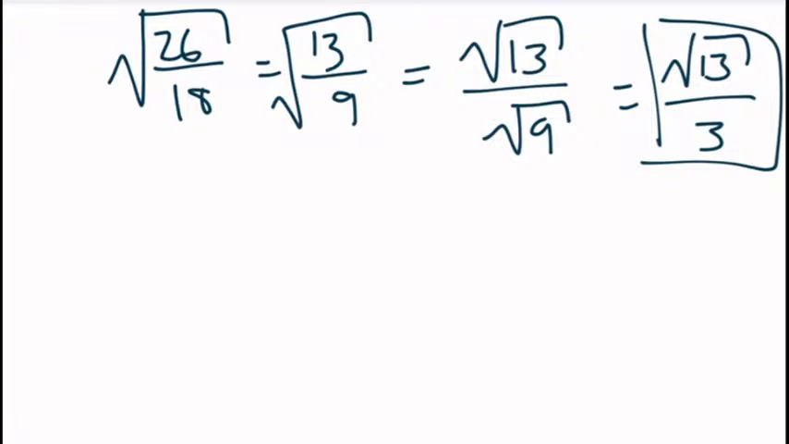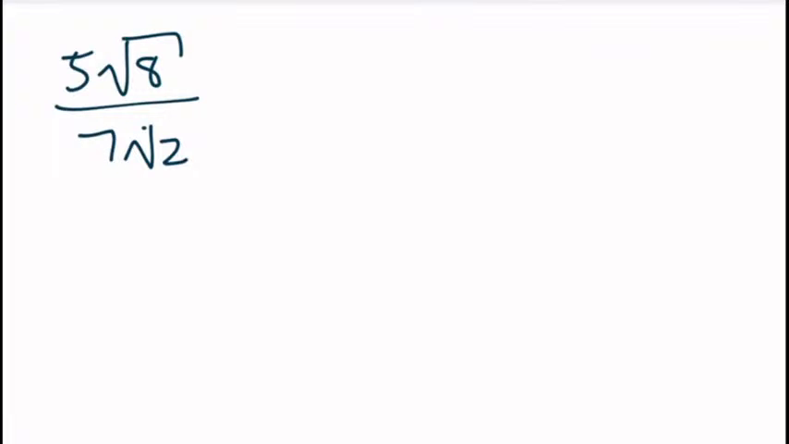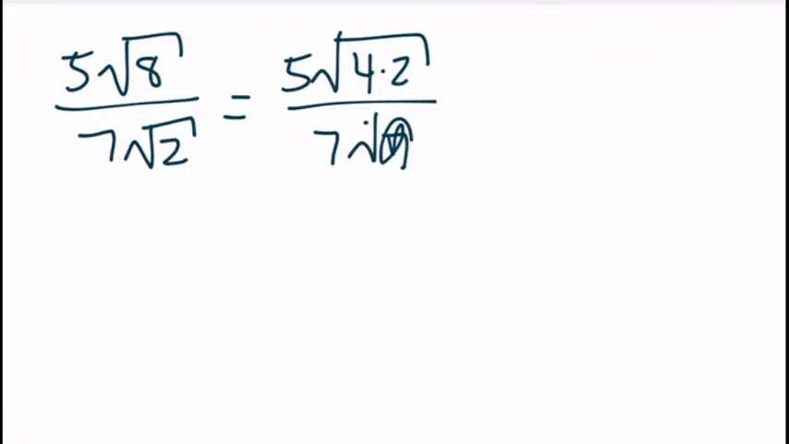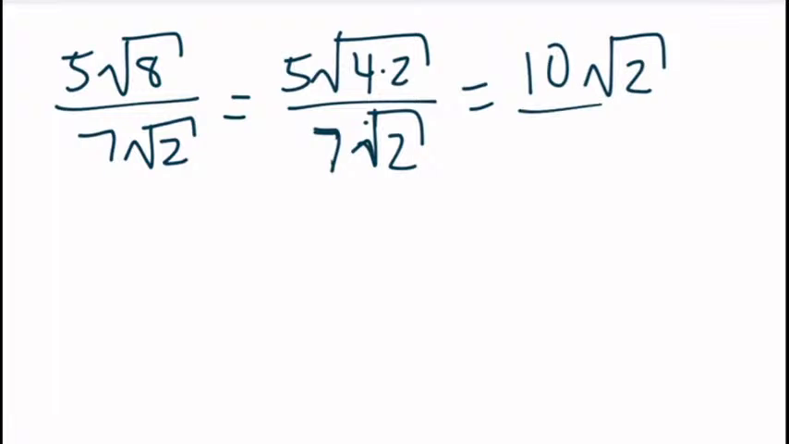The last problem I have for today is 5 radical 8 over 7 radical 2. So first we're going to simplify the radical 8, break it down into 4 times 2, and then over 7 times radical 2. So we take out the 4 and we get 2, so 2 times 5 is 10, and then we just have 7 radical 2.